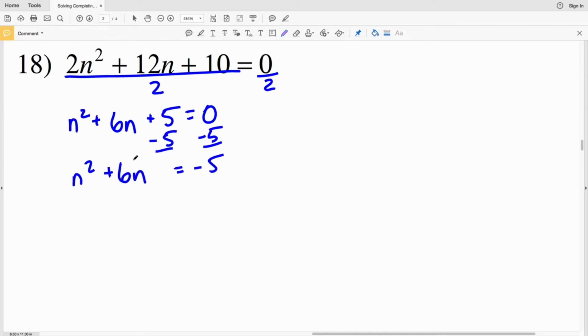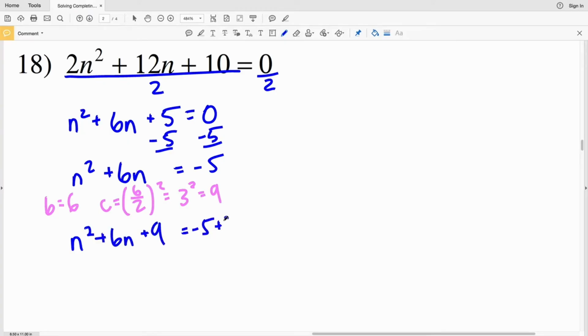Now I'll be able to complete my square on the left-hand side of my equation, since I have just my ax squared term and my bx term. So if my b value is a positive 6, my c value is going to equal 6 over 2 squared, which is 3 squared, which equals 9. So I'm going to be adding 9 to both sides of my equation. N squared plus 6n plus 9 equals negative 5 plus 9.